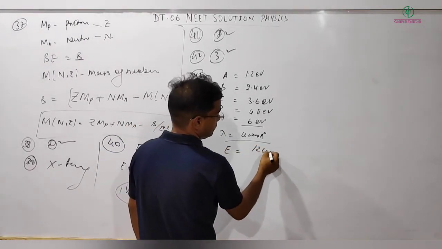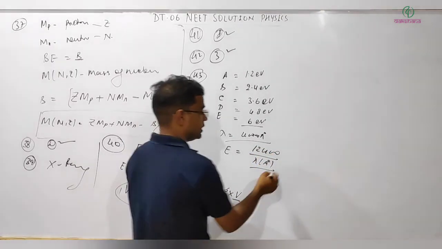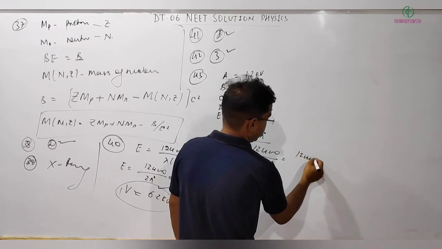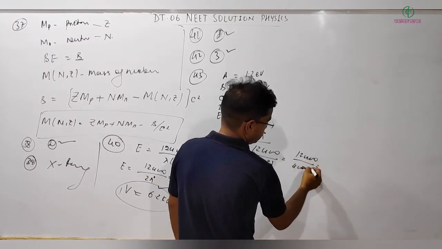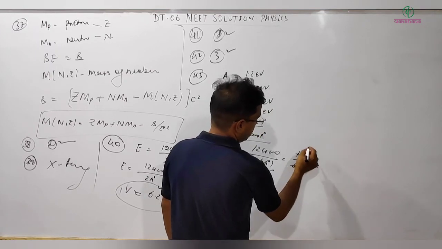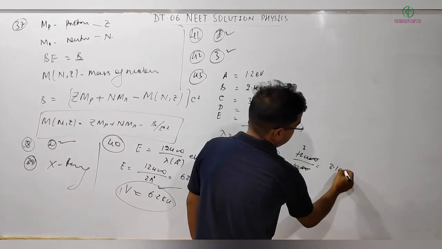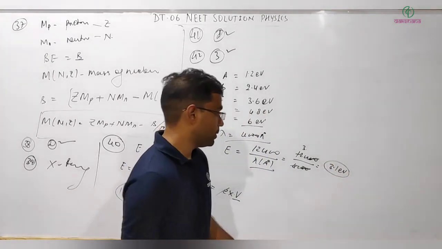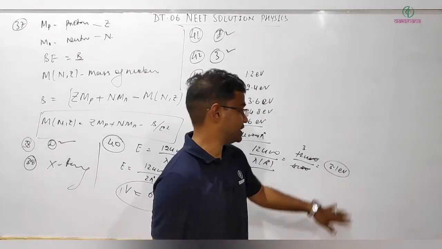That's 12,400 divided by lambda in angstrom. This formula you must be remembering. Substituting 12,400 divided by 4,000, the 0s cancel, 4 into 3 is 12, so it's 3.1 electron volt. Now this is the energy of the photon, so the threshold or work function must be lower.